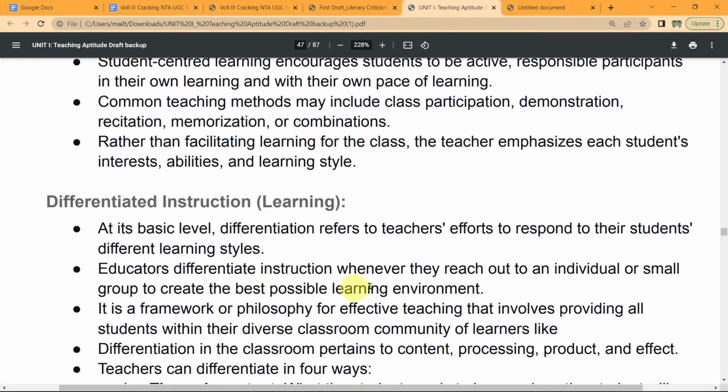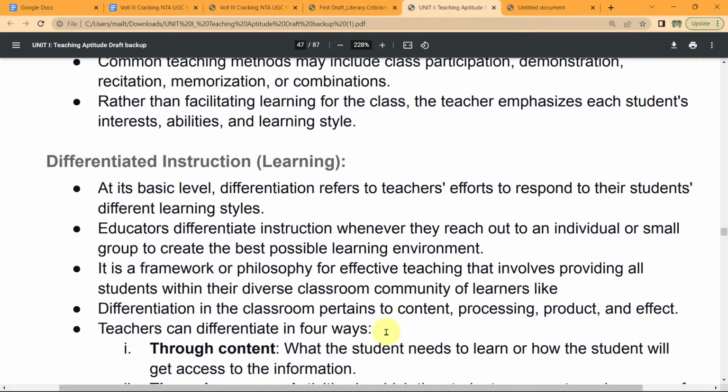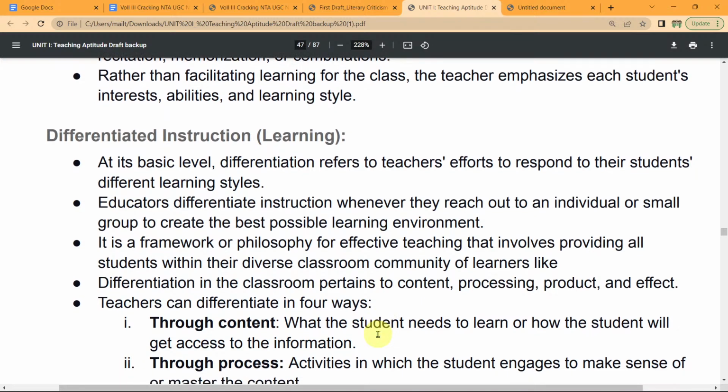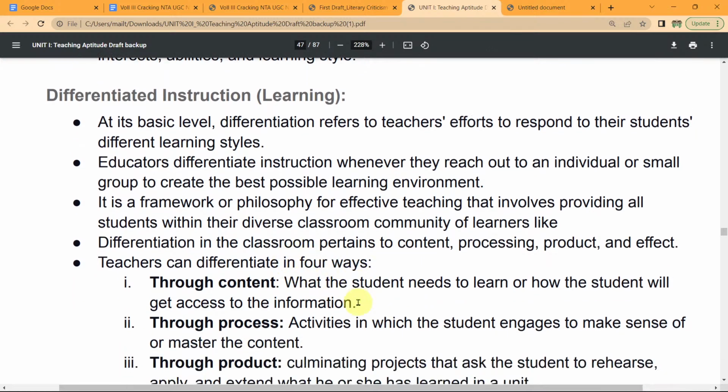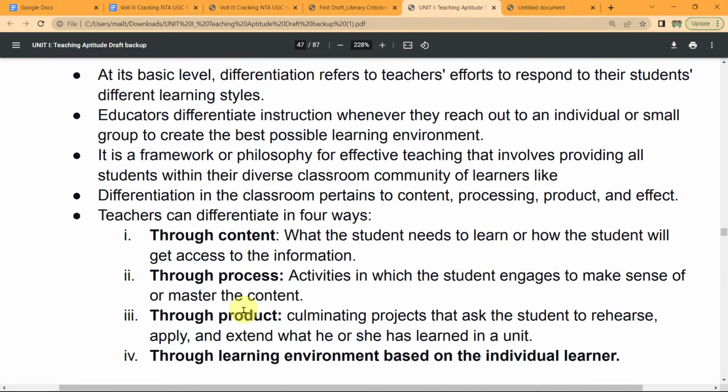So educators differentiate instruction whenever they reach out to an individual or a small group to create the best possible learning environment. Got it? And also differentiation in the classroom pertains to content, process, product, and ultimately the learning environment. And teachers can differentiate through content. Sometimes different students will learn different information: what the student needs to learn and how the student will get access to the information.